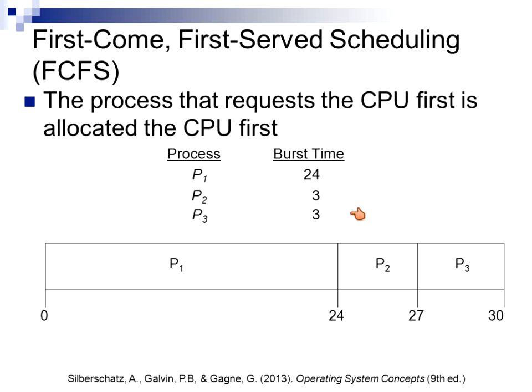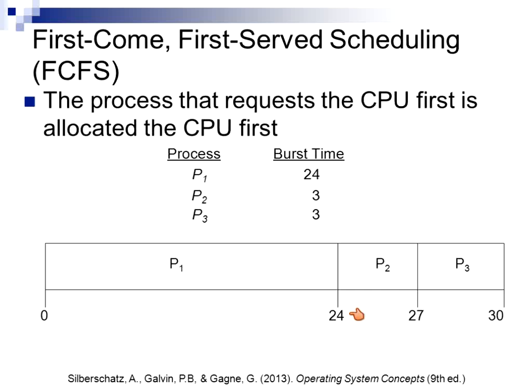and 3, respectively. What's going to happen is at time 0, process 1 would come into the system. It's the first one to request the CPU, so it would be allocated the CPU. Process 2 and Process 3, even though they may come into the system immediately after Process 1, Process 2 is going to wait at least 24 milliseconds for Process 1 to complete.